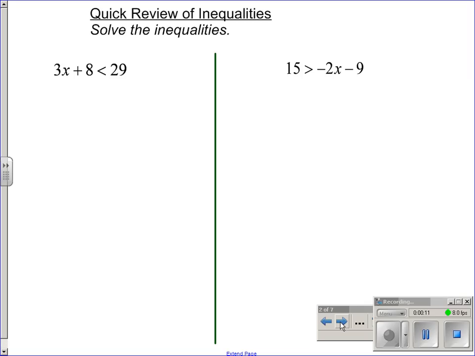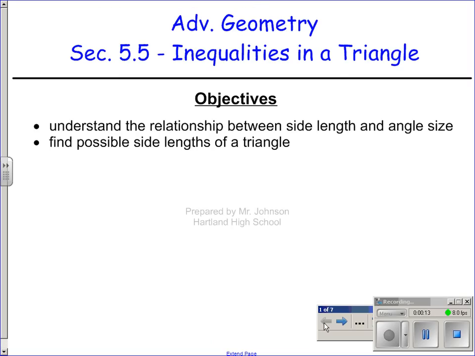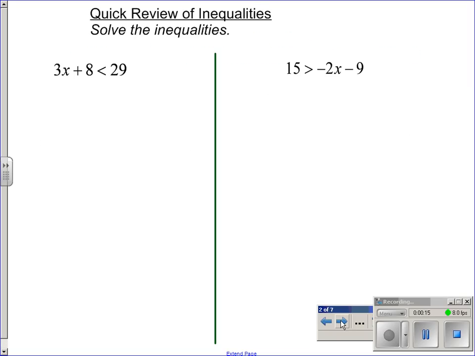So let's get started. We are talking about inequalities in a triangle. All right, so first just a quick review about inequalities. Basically, not equal, okay? So less than, greater than, or sometimes we have the or equal to's. So to solve an inequality, basically you're gonna do the same stuff as if it was an equal sign.